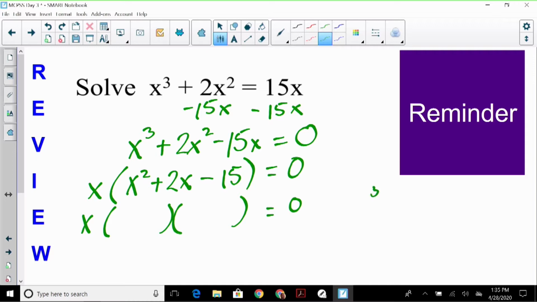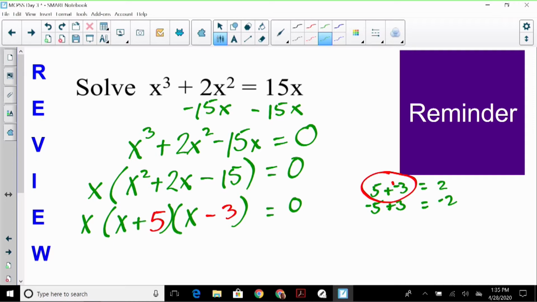So if I was to write that to the side, 5 and negative 3, negative 5 and 3. If I add these terms, that's 2 and that's negative 2. So I need to use 5 and negative 3. So the trinomial factors to x times x plus 5 times x minus 3. Now we have to solve each one using the zero product property.